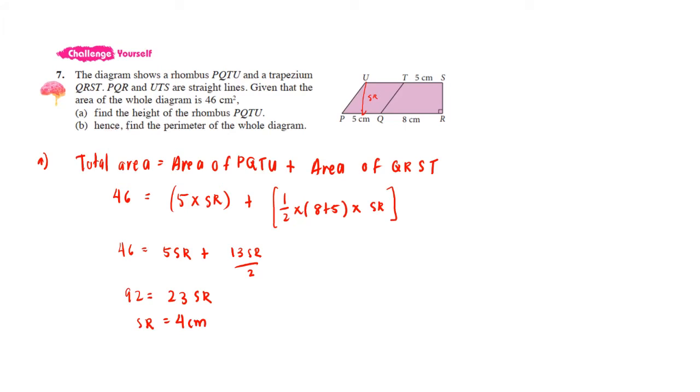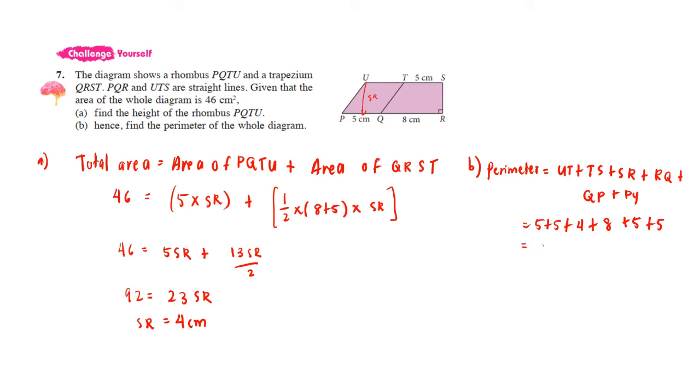Next, they asked us to find the perimeter of the whole diagram. Okay, so the perimeter, we'll just have to sum up everything. Perimeter equals UT plus TS plus SR plus RQ plus QP plus PU. So that will be 5 plus 5 plus 4 plus 8 plus 5 plus 5. So that will give us a total perimeter of 32 cm.